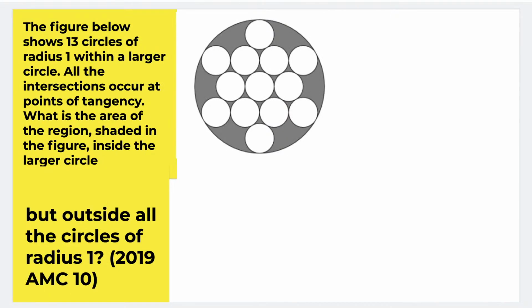For example, this is a very good problem. So the figure below shows 13 circles of radius 1 within a larger circle. All the intersections occur at a point of tangency. What is the area of the region shaded in the figure inside the larger figure? So I want you guys to try solving this problem.